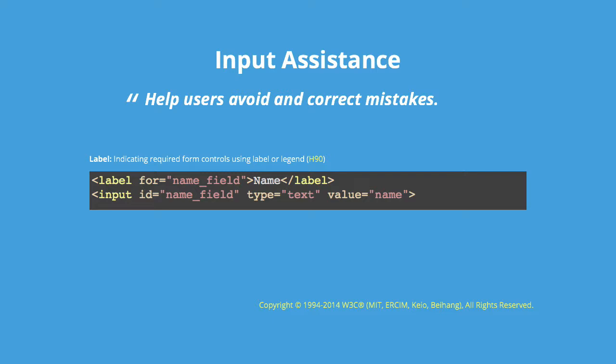And the good news here is that there's only going to be one name field per document, because we know IDs are unique per document, so we don't need to worry about scoping or anything. And now a screen reader or another device can interpret what this means.